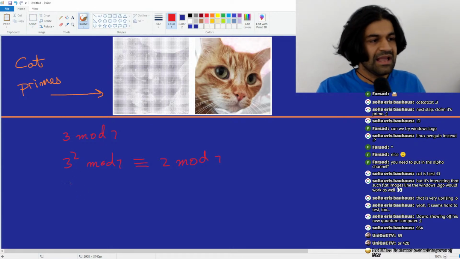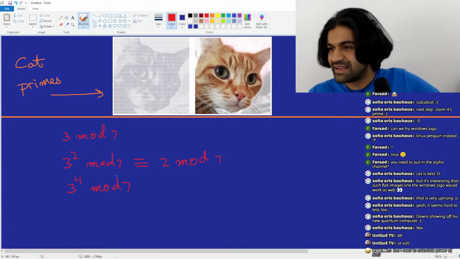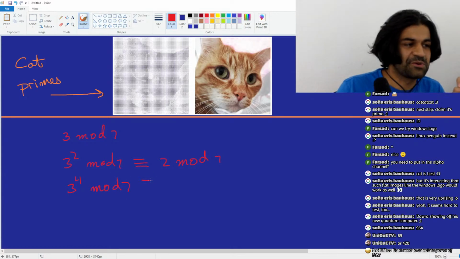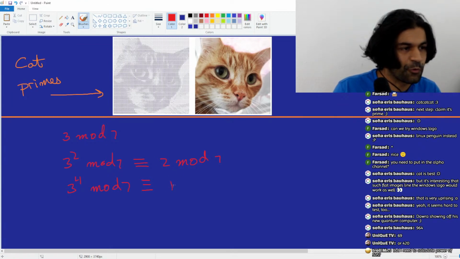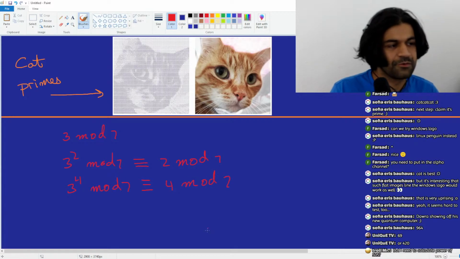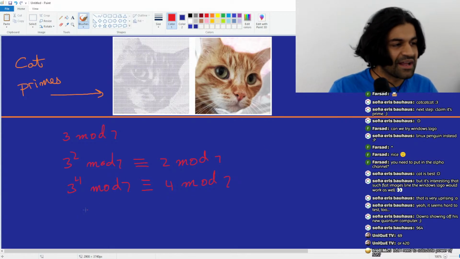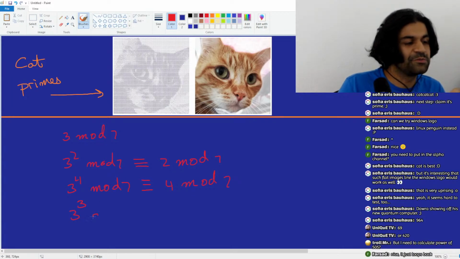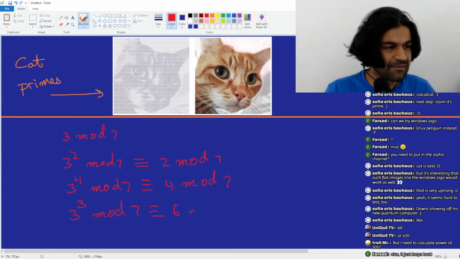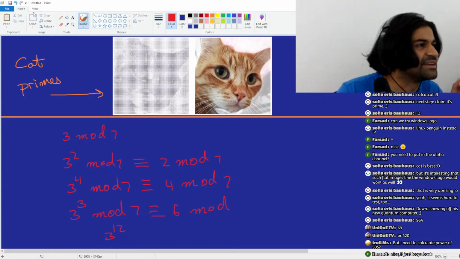So how about 3 to the 4 mod 7? 3 to the 4 mod 7 is just going to be the square of the previous result. So I know already that 3 to the 4 mod 7 is just 2 squared, which is 4. How about that? Okay, let me tell you what else. I know 3 squared is 2, so that means 3 cubed mod 7 is 6 mod 7.